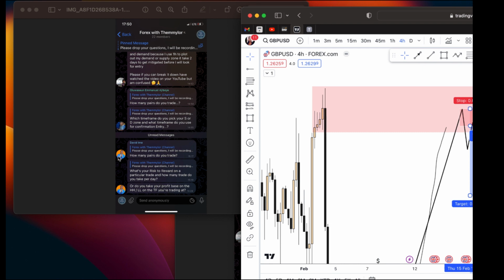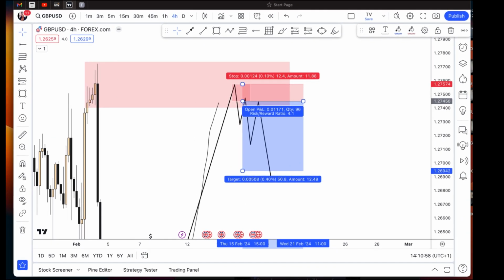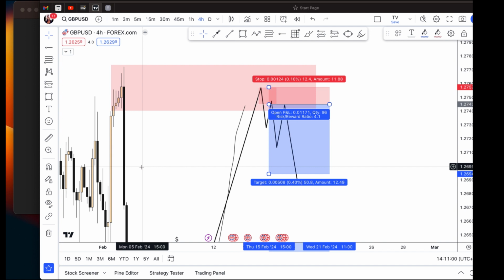So the next question is from David Email again. What's your risk to reward on a particular trade, and how many trades do you take per day? Okay. So my risk to reward is actually anything from 1 to 3 RR to 1 to 5, because I take intraday setups. I don't swing trade. I only do day trading. One day I'm in and out.